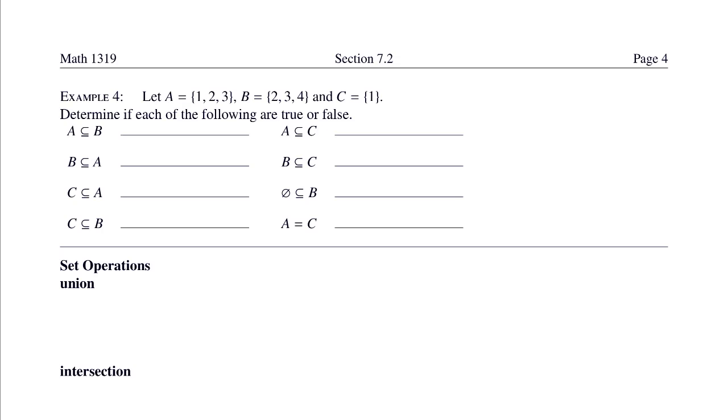All right. Example number 4. I'll do one of these, and then I'll let you work with your partners. You're given the following sets. A is the set 1, 2, 3. B is the set 2, 3, 4. And C is the set of 1. Determine if each of the following are true or false. The first one here is A is a subset of B. In order for A to be a subset of B, we have to have every element in A reside in B. Does every element of A also live in B? No. Which element in A is not in B? The 1. So therefore, this is false. All right, go ahead and complete the other 7 with your partner.